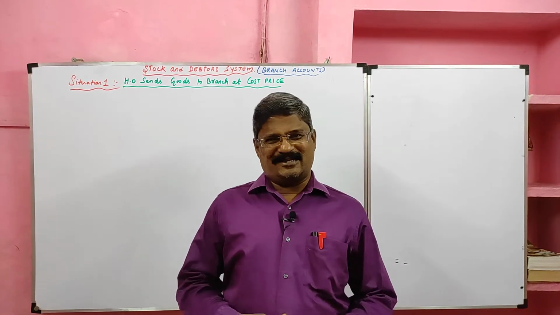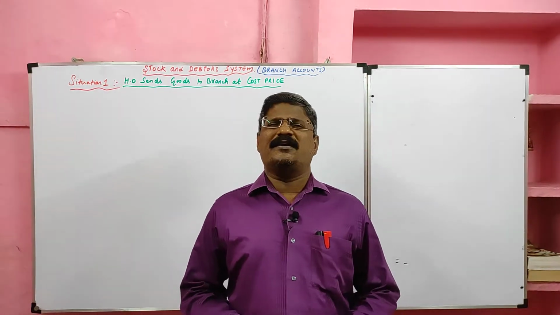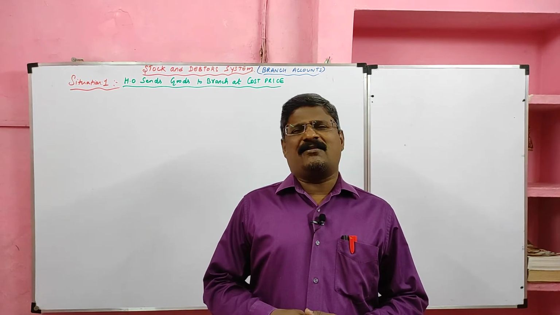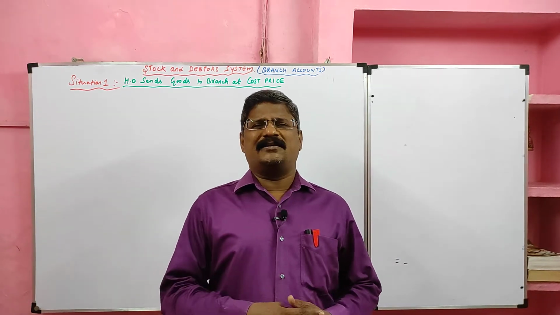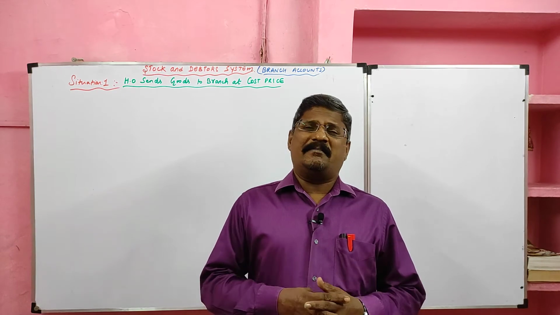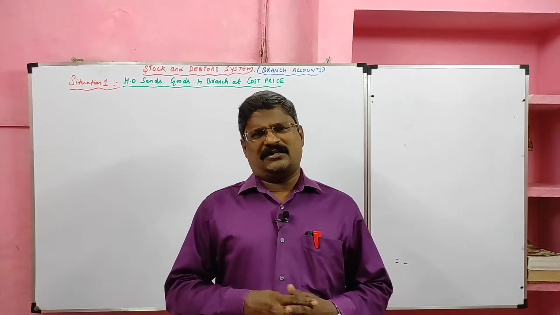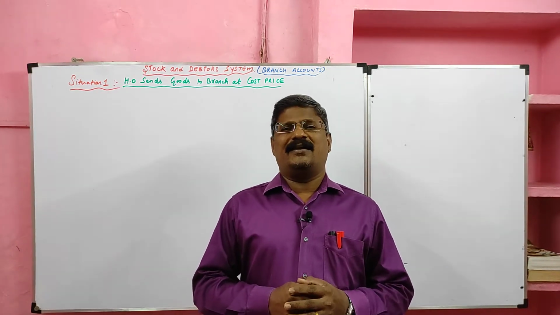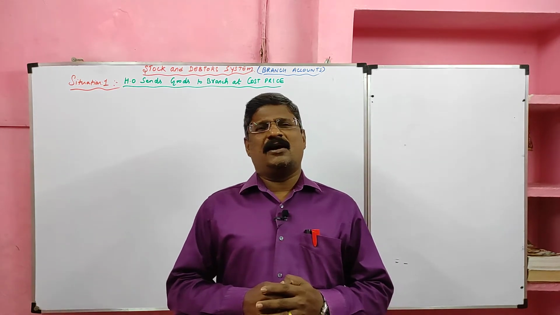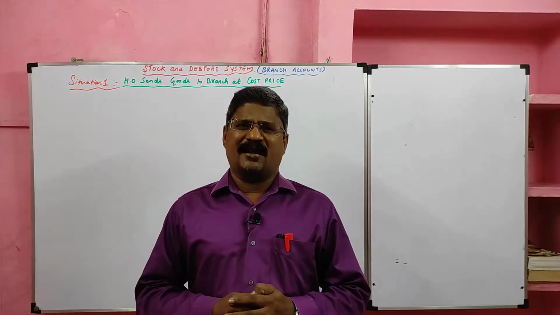Students, we are learning branch accounts. The branch is basically two types. One is domestic branch, another one is foreign branch. Under domestic branch, we have dependent branch, independent branch. Under dependent branch, we have debtor system, stock and debtor system, wholesale branch system, and final account system.